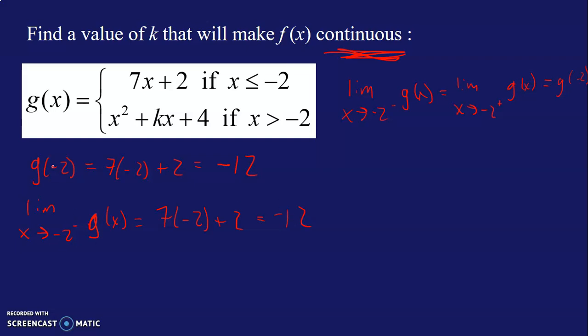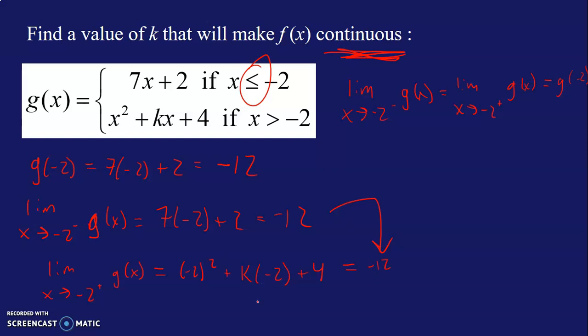So the left side limit does equal the value of the function, which makes sense because we had the less than or equal to. So for the right side limit, the limit as x approaches -2 from the right side of g of x, I'm going to plug in my x value. So x squared would be -2 squared plus kx. I don't know what k is yet. x is -2 plus 4. And in order for it to be continuous, the left side limit and the right side limit would need to be equal to each other. So this whole thing would need to equal -12.